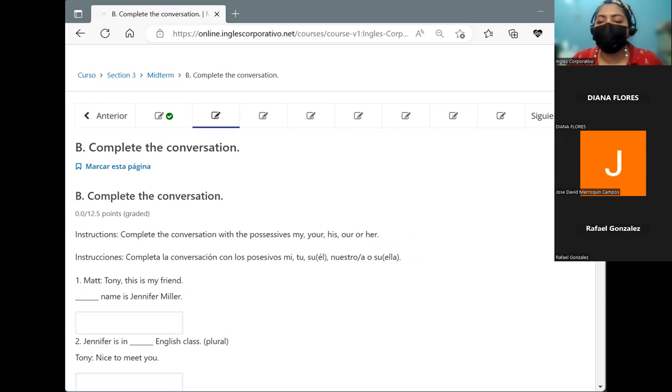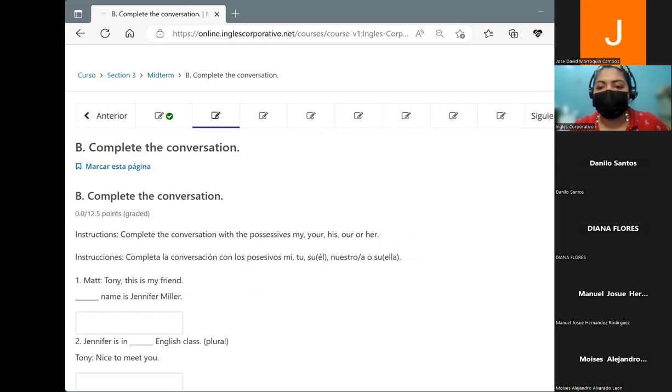So, we are in the second part of the midterm. Esta es la parte 2. Ayer completábamos la parte 1 de listening. Esta es la parte 2. Tenemos complete the conversation. Vamos a completar esta conversación. It says complete the conversation with the possessives my, your, his, our, or her. Así que vamos a utilizar los posesivos.